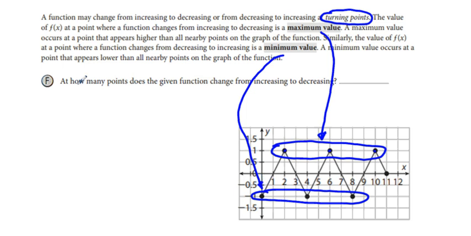Now, at how many points does a given function change from increasing to decreasing? Well, here we are increasing, okay? And then we're changing to decreasing, and it looks like that happens here, again a second time, and it happens here right at x equals 10 the third time. And so 3 points.